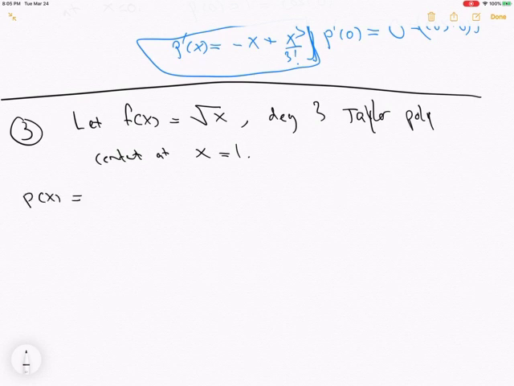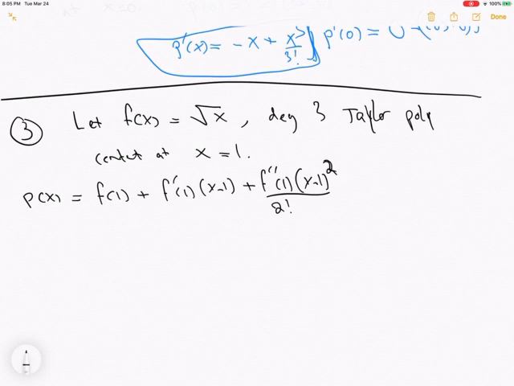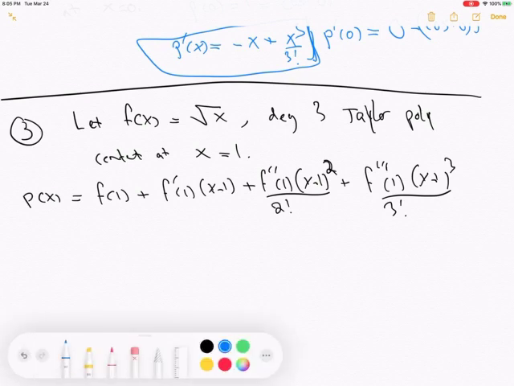We need to fill in this formula, so we need to know what f of 1 is, plus the derivative of the function at 1 times x minus 1, plus the second derivative at 1 times x minus 1 squared, all divided by 2 factorial, plus the third derivative of the function at 1 times x minus 1 to the third power, divided by 3 factorial. So that's just how we write the Taylor polynomial. And in order to do this, we just have to do a couple of calculations.